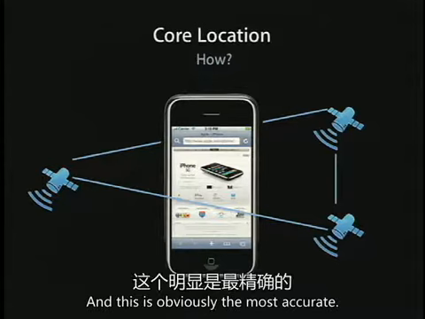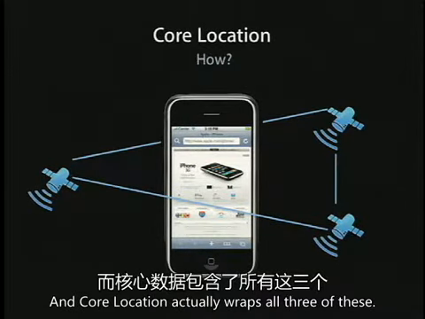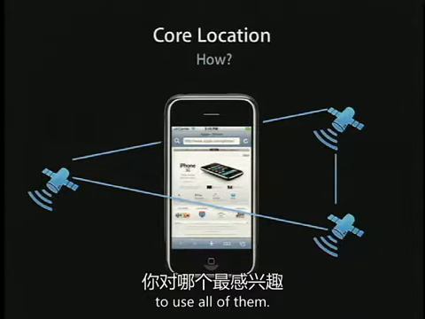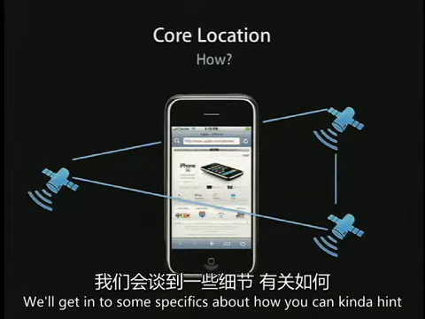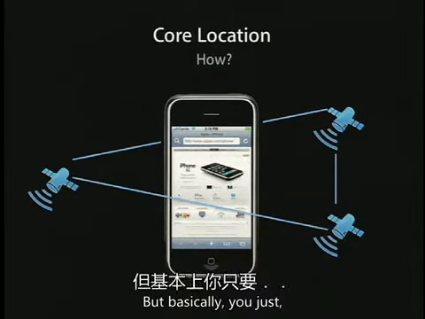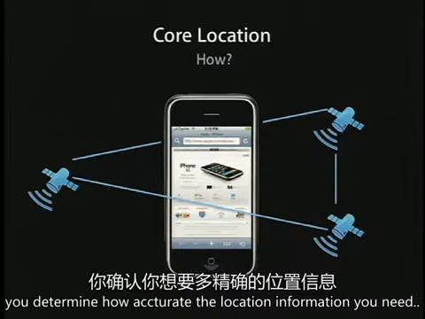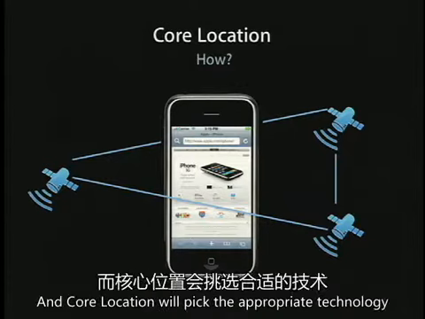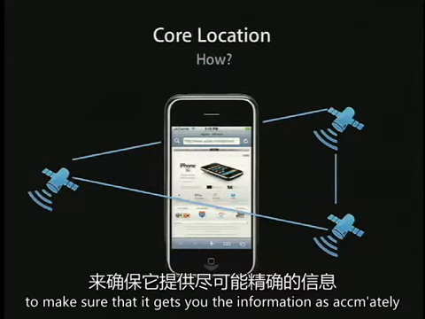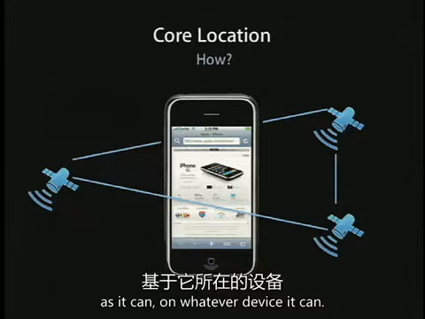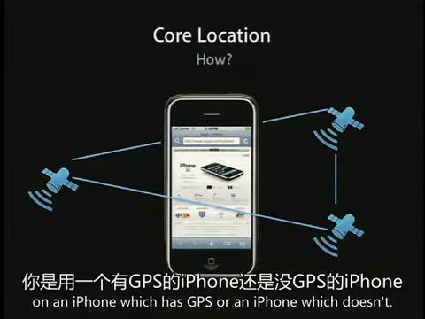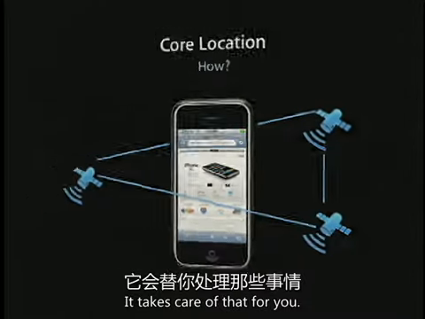And then finally, there's the GPS, and this is obviously the most accurate. Core Location actually wraps all three of these, so you don't have to know specifically which one you're interested in order to use all of them. We'll get into some specifics about how you can hint to Core Location which one it should use. But basically, you determine how accurate the location information needs to be, and then tell Core Location, I need to know where the user is within 100 meters. Core Location will pick the appropriate technology to make sure it gets you the information as accurately as it can on whatever device it can. So you don't even necessarily have to know whether you're on an iPhone which has GPS or one which doesn't. It takes care of that for you.